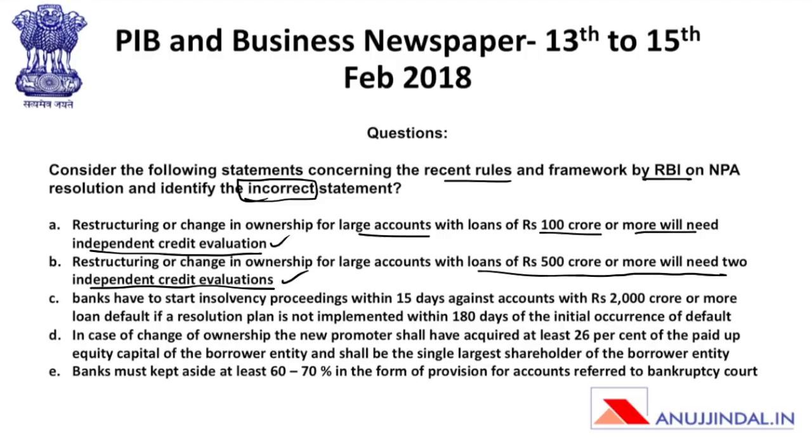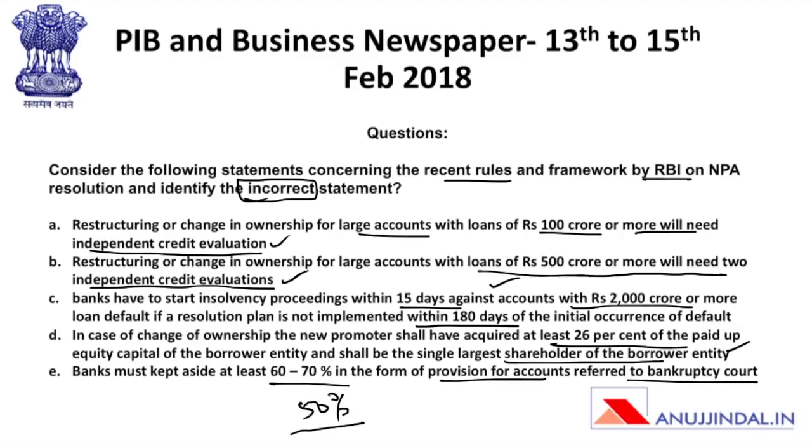Banks have to start insolvency proceedings within 15 days against accounts with 2000 crore or more default if the resolution plan is not implemented within 180 days. This is also correct. In case of change of ownership, the new promoter shall have acquired at least 26% of paid up capital and also have control over the company. This is also correct. The last one is banks must keep aside at least 60 to 70% in the form of provision of accounts referred to bankruptcy code. The answer here is 50%. Banks have to keep aside a minimum of 50% in the form of provisions for the accounts which are referred to bankruptcy code through Insolvency and Bankruptcy Board of India. And therefore our answer is E.